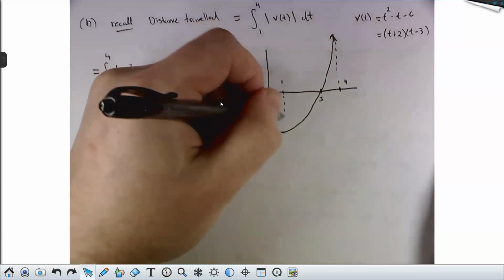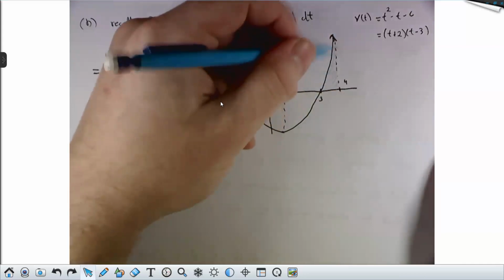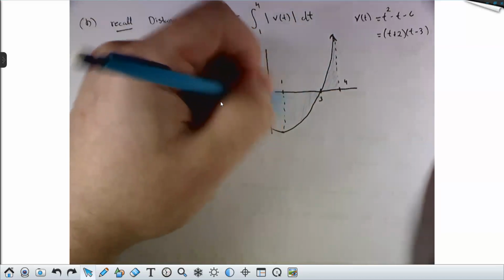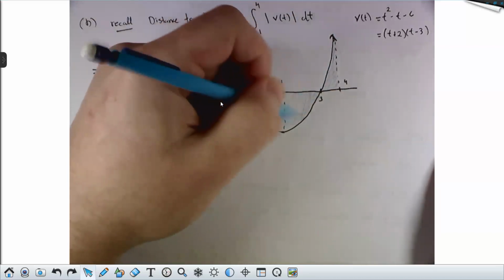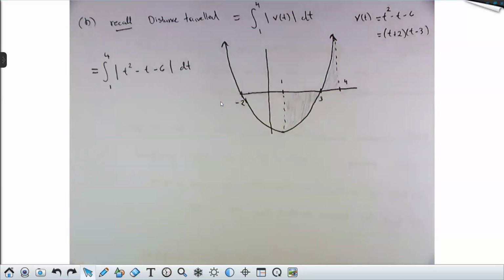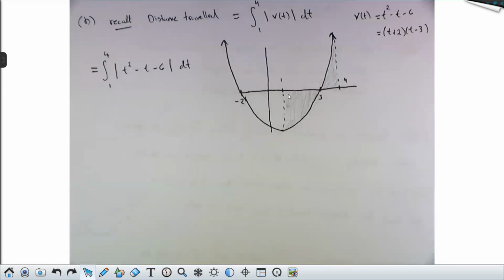So the thing that we did in part A was find the integral measuring these areas, but remember the integral measures signed area. So this region being larger than this region gave me a negative value for the integral overall. In other words, what we see is that v of t is negative from 1 to 3, and v of t is positive from 3 to 4.